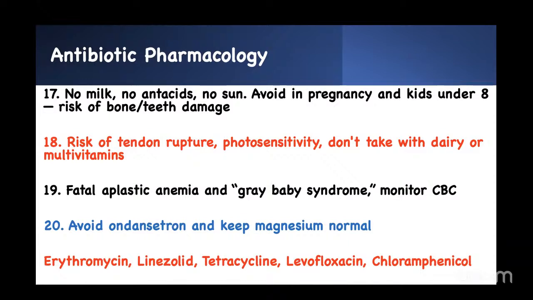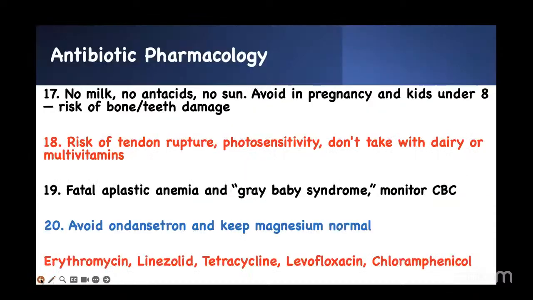Therefore, which antibiotic, when you're taking it, should you avoid ondansetron and keep your magnesium normal? It's a macrolide, and macrolide is this guy, right? Macrolide is that one. So this is a macrolide. Erythromycin is a macrolide. So this is the one here. This one causes aplastic anemia and is chloramphenicol.